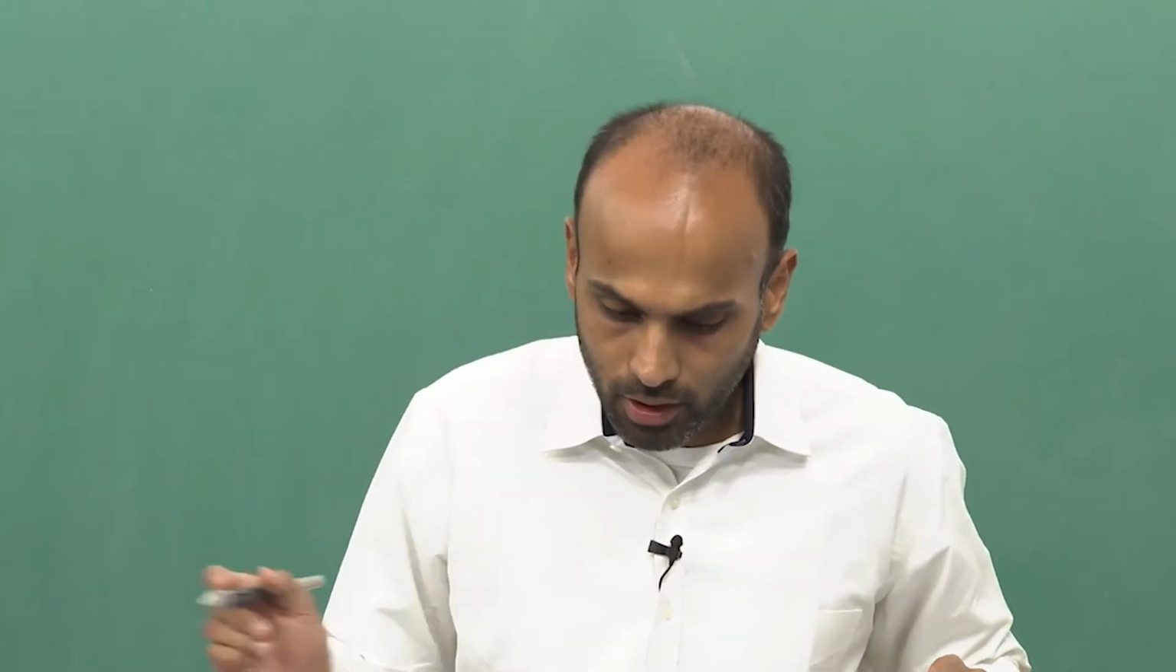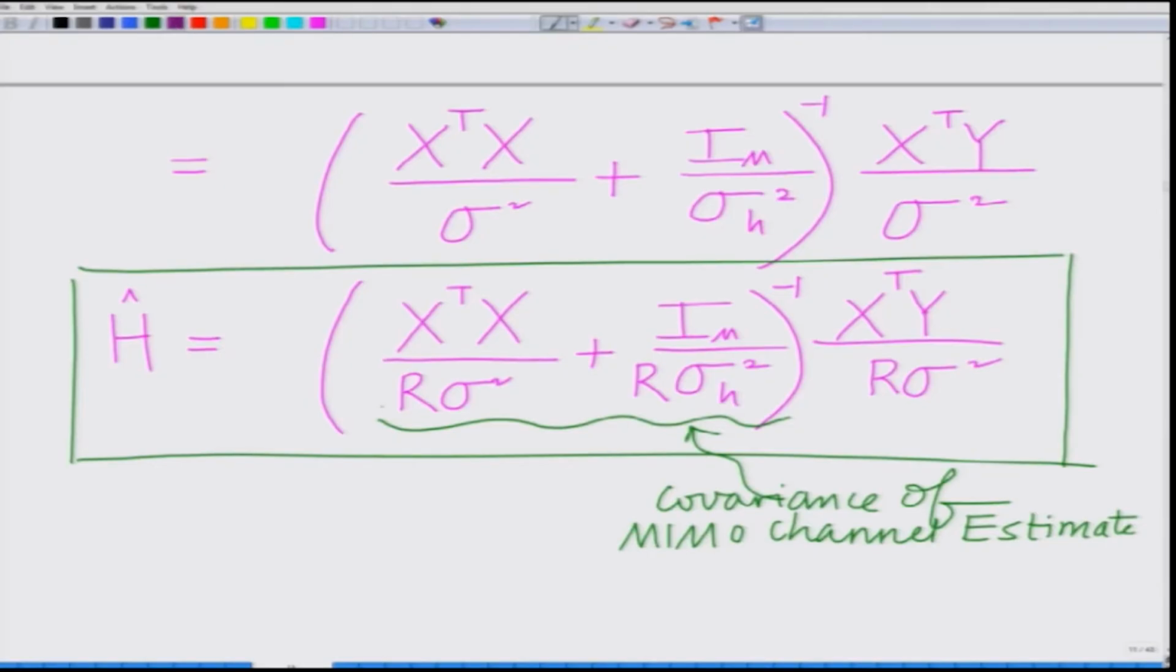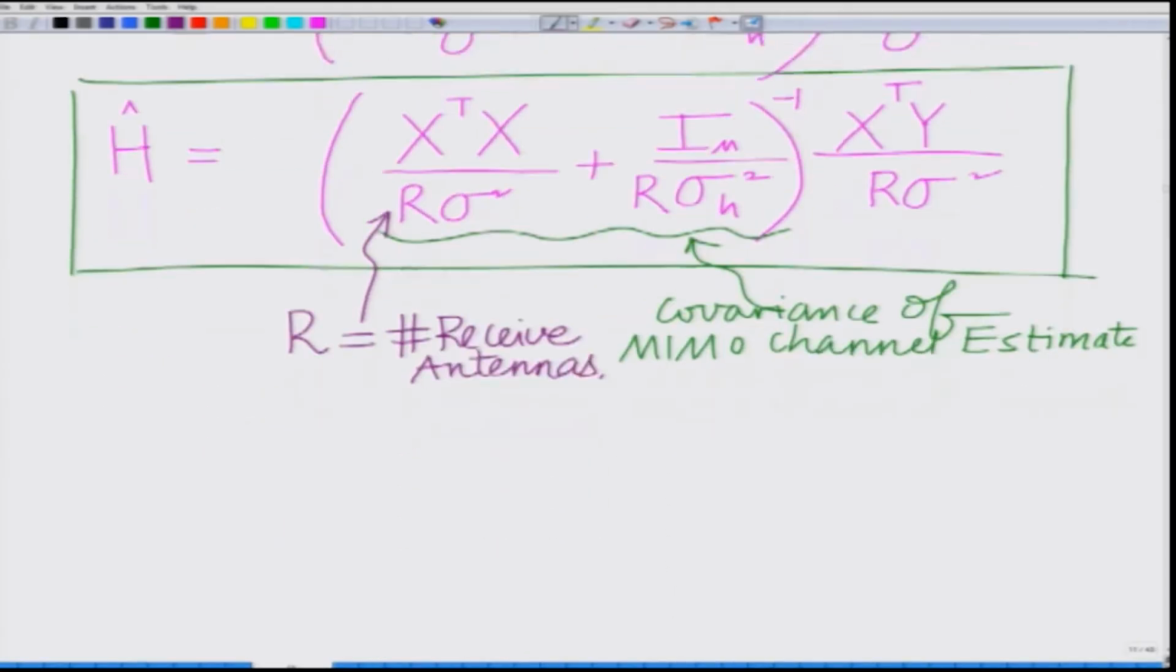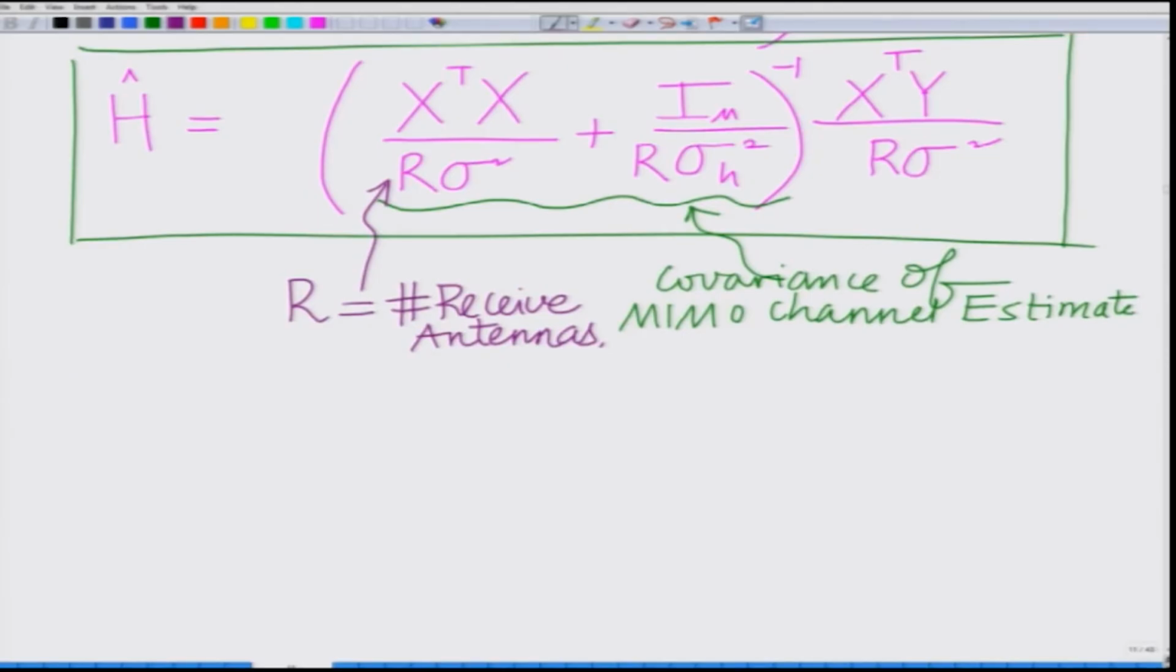Okay. And remember again R, this is nothing new, R is the number of receive antennas, that you should be well aware by now. R equals the number of receive antennas in the MIMO system. Now, let us start computing each of these quantities. Of course, we need X transpose X, so let us start by computing X transpose X.